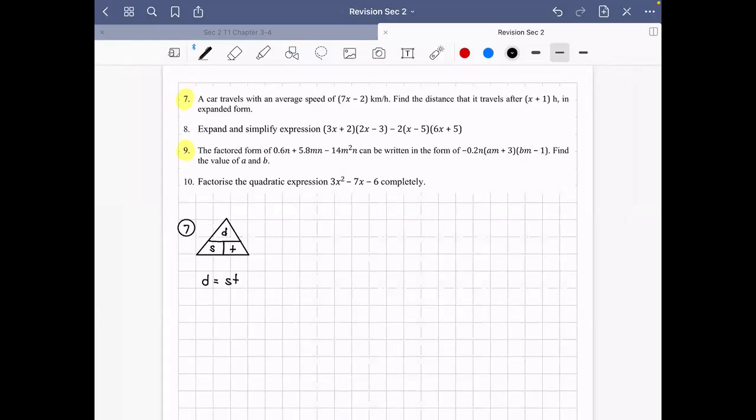Okay, now class, we are applying what we have learned in chapter 3 to other areas of mathematics. Before, we had a little bit of geometry, perimeter and area. Now we have distance, speed, and time questions.